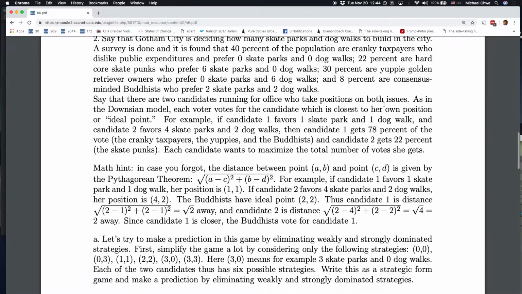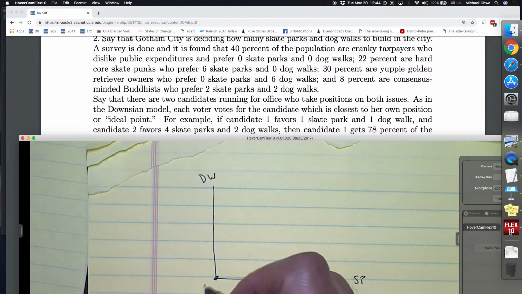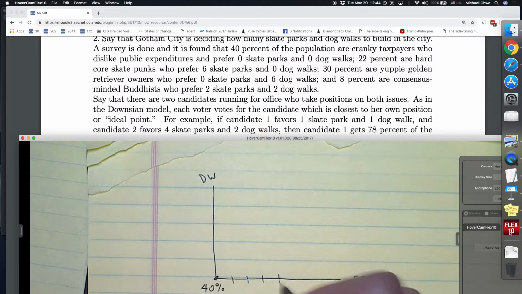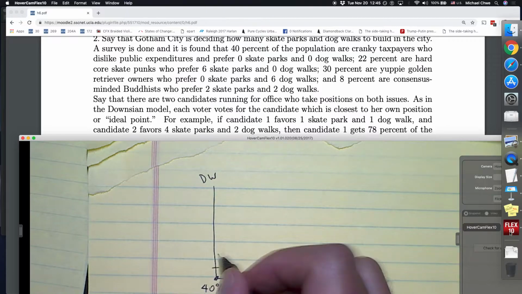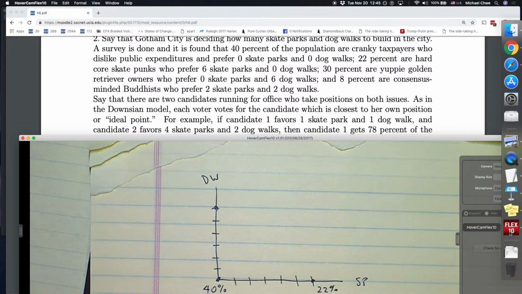Okay, so 40% of the population are cranky taxpayers who dislike public expenditures. So 40% of people are right here at 0, 0. 22% want 6 skate parks and 0 dog walks. So 1, 2, 3. So 22% of the people are here. 30% are yuppie golden retriever owners who want 6 dog walks. 1, 3, 4, 5, 6. That's 30%. And then 8% are consensus-minded Buddhists who want 2 of each. Does that make sense? So these are where people are now. Instead of your ideal point being in 1 dimension, there are 2 dimensions.